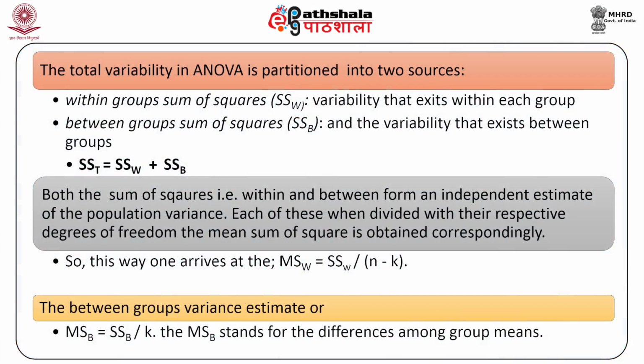Formulae in one-way ANOVA. ANOVA partitions the total variability of data, that is SST, into two sources: the variability that exists within each group, called the within group sum of squares, and the variability that exists between groups, called the between group sum of squares or SSB. Each sum of squares is used to form an independent estimate of the H0 population variance. The estimate based on within group variability is called the within group variance estimate, also called MSW, and the estimate based on between group variability is called the between group variance estimate or MSB.